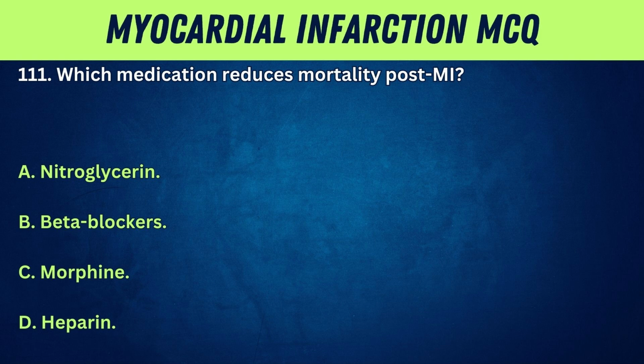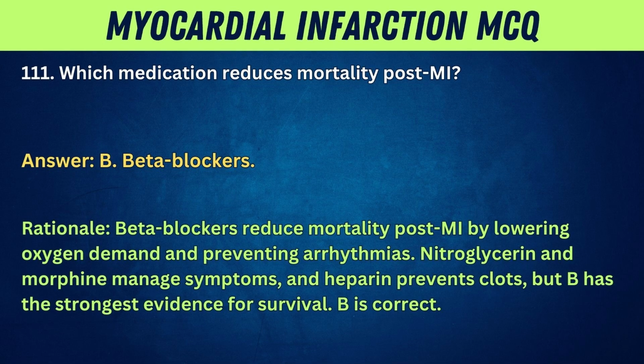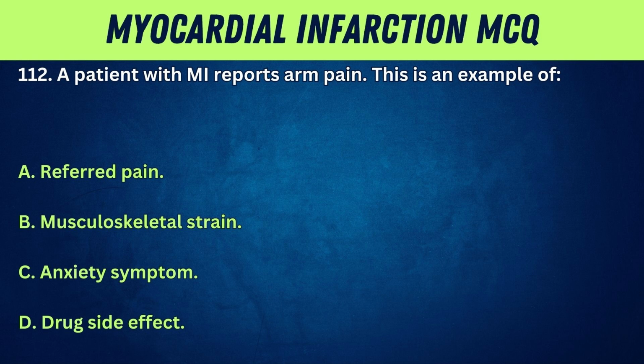A. Nitroglycerin. B. Beta blockers. C. Morphine. D. Heparin. Answer: B. Beta blockers. Rationale: Beta blockers reduce mortality post-MI by lowering oxygen demand and preventing arrhythmias. Nitroglycerin and morphine manage symptoms, and heparin prevents clots, but B has the strongest evidence for survival. B is correct. 112. A patient with MI reports arm pain.